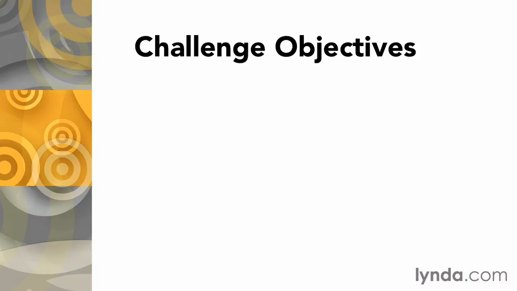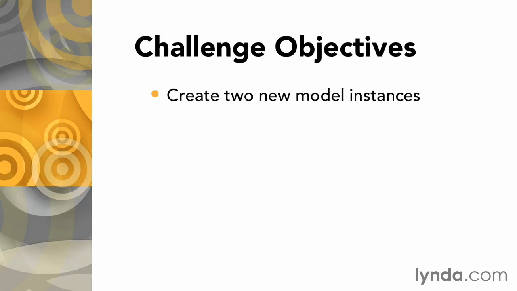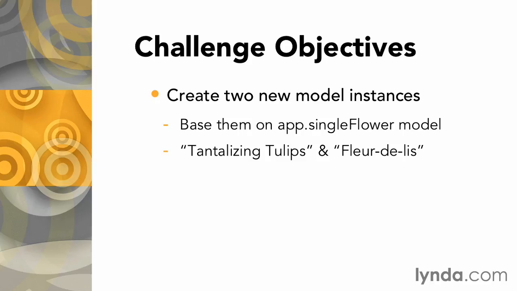Now it's time to test what we've learned so far with a challenge, where you create some new model instances, a new collection, and watch for changes. You should create two new instances based on the app.singleflower model. You should create one called Tantalizing Tulips and another one called Fleur-de-Lis.